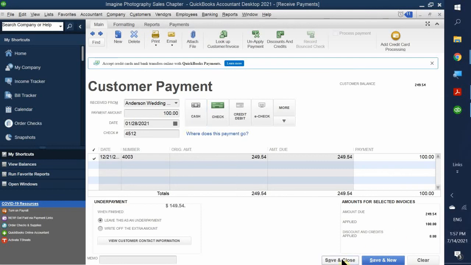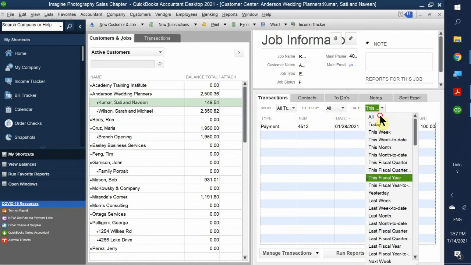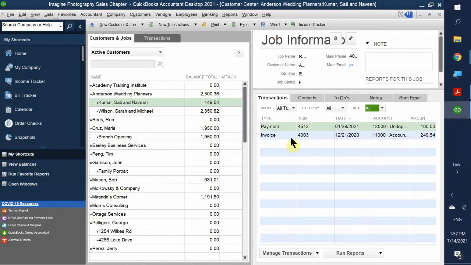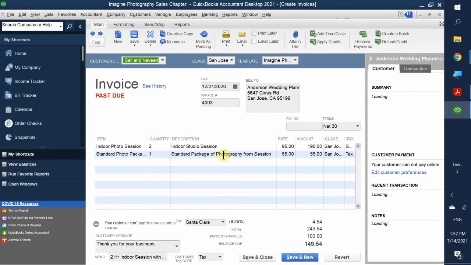So now I'm going to go ahead and click on Save and Close. Now what you're going to notice here is, let's take a look at Kumar and Sati one more time. Now notice this, if I go to them and click on all transactions, because right now it's only showing me right there. If I click on 403, notice this invoice, look right here.